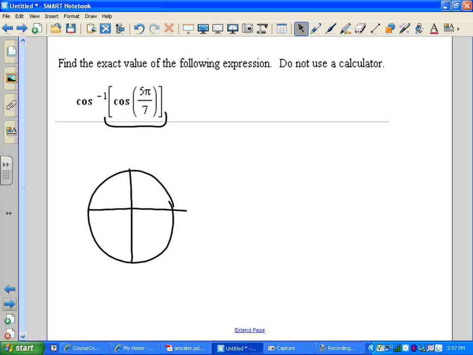Okay, so notice we're in terms of sevenths here. So at pi, this would be 7 pi over 7. And so 5 pi over 7 would be over here in the second quadrant. And because it's in the second quadrant, that makes it okay, because remember, inverse cosine can go from 0 to pi. And so that makes that one okay to go and do this and cancel those out.